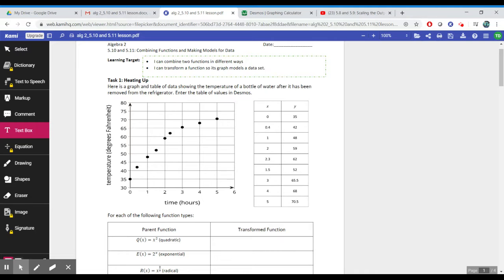It is the temperature of a bottle of water as it's removed from the fridge and time goes on. So it started off really cold and increases in temperature. They also give us this table of values on the right-hand side here. The first thing it wants us to do is go ahead and enter the table of values into a graph in Desmos. So I already have my Desmos open in another tab here.